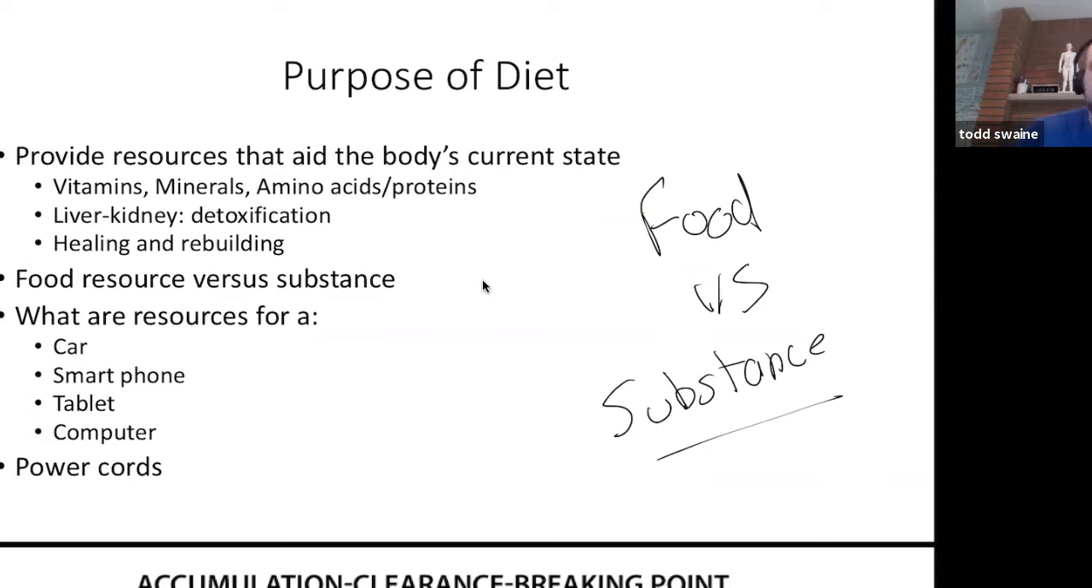If we looked at what are resources for a car, we can look at diesel, unleaded, leaded, now we have electric. But if it's a diesel, are you aware that you cannot put unleaded in that?